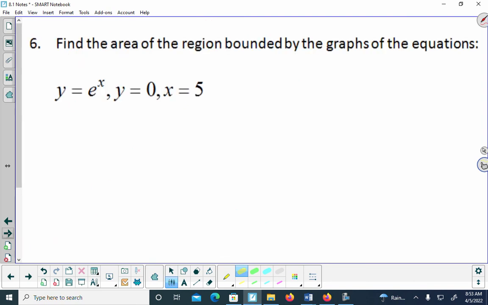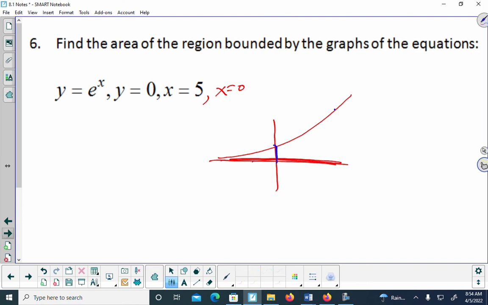And then the last one, it says find the area of the region bounded by the graph e to the x. So if I graph that, I get something that looks like this. Oh, I forgot. I think I fixed it on your notes. X is equal to 0, so I'm bounded by the y-axis. I'm bounded by x is equal to 0 and x is equal to 5. So this is the area that I'm trying to find underneath the curve. So I'm doing the antiderivative of e to the x. My lower bound is 0. My upper bound is 5.